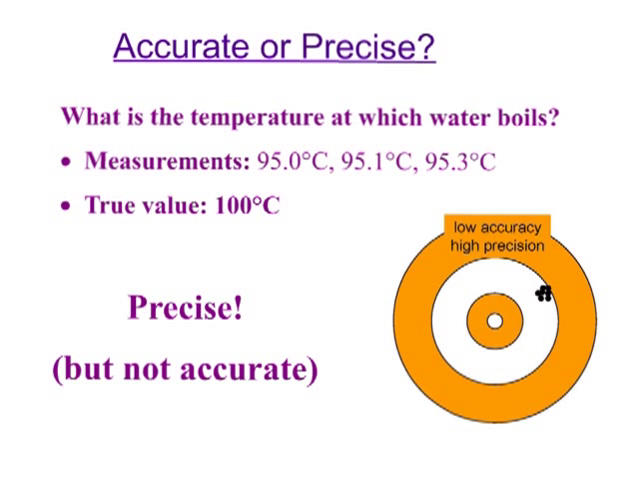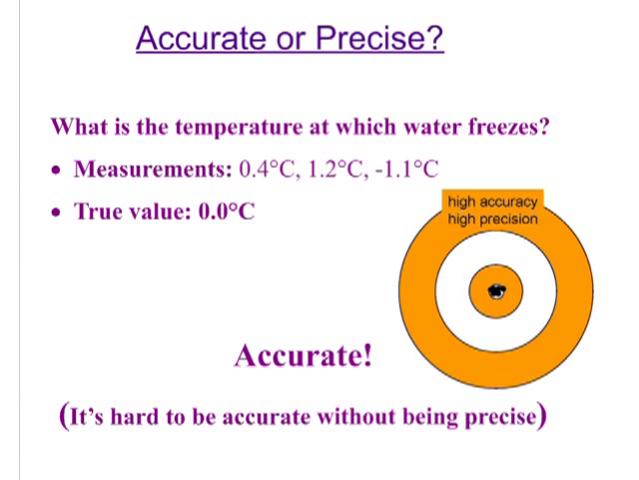So this was just a visual representation of these ideas. So are we accurate or precise? So here are some examples. What is the temperature at which water boils? And let's say we take some measurements in the lab, and we get these measurements, 95.0, 95.1, and 95.3 degrees Celsius. And the true value is 100 degrees Celsius. Well, we're in this range. We're very precise. Our measurements are all very close together, but we're missing the mark. We are not accurate.